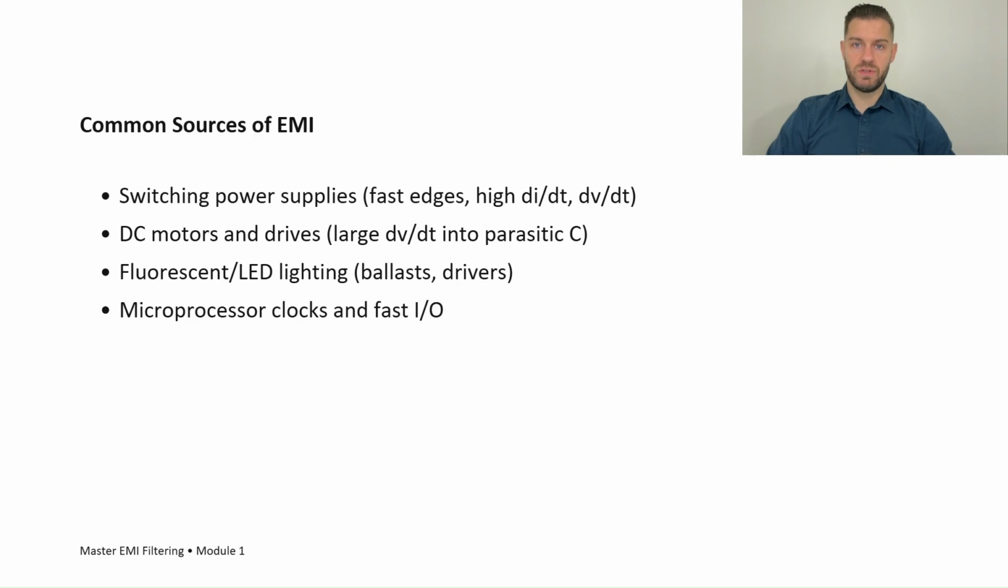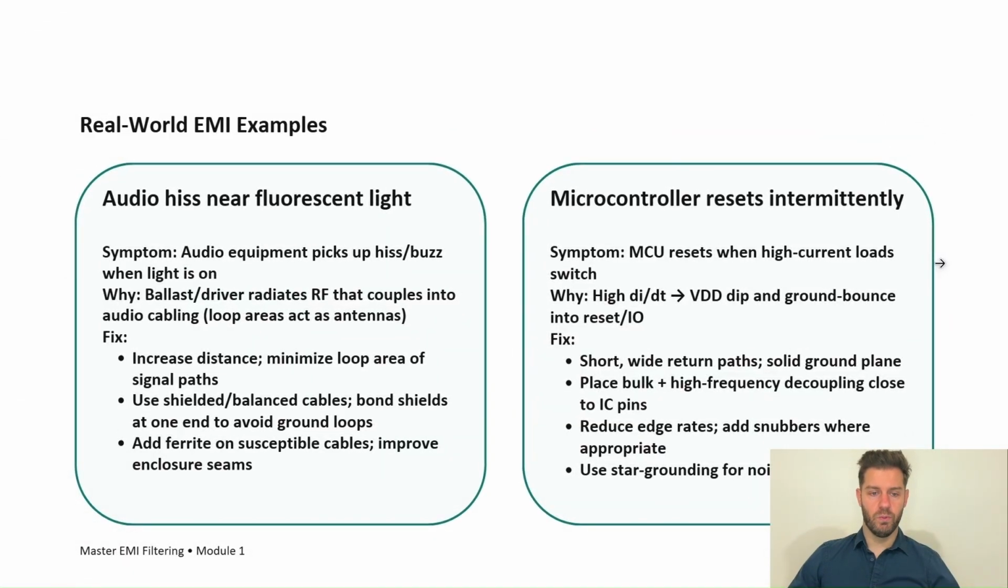What are some common sources of EMI? Switching power supplies is going to be the number one, of course. Fast edges, high dI/dt, high dV/dt. DC motors and drives, large dV/dt into parasitic capacitance. Fluorescent and LED lighting, ballasts, drivers. We'll talk about that in a minute. And then microprocessor clocks and fast I/O. Alright, so what are some real-world examples of EMI?